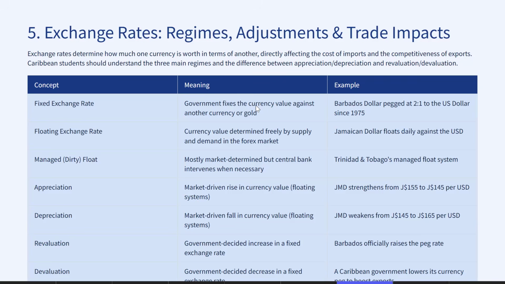So the example there, what they mean is that one day the US dollar will be worth a certain amount of Jamaican dollars, and then the next day it will change. And then the next day it will change. And so forth.